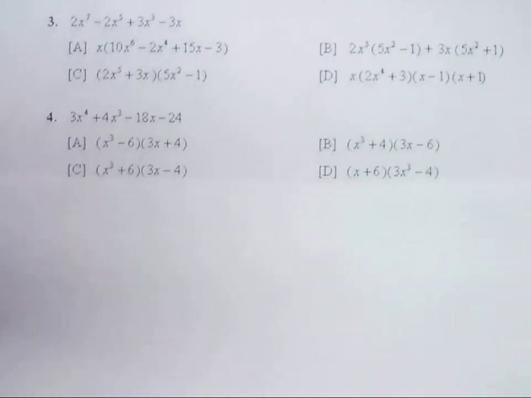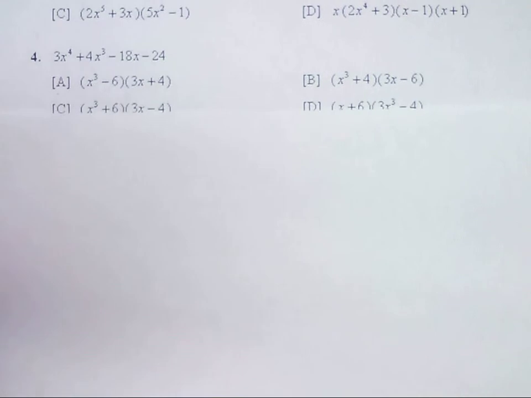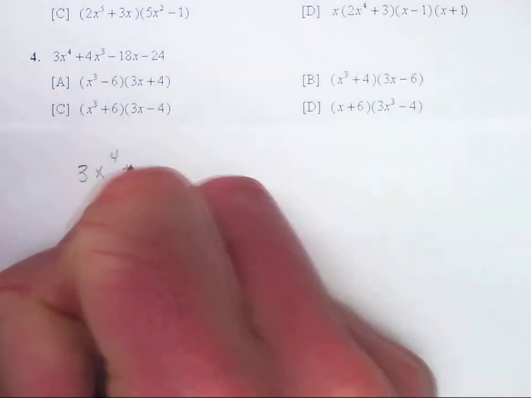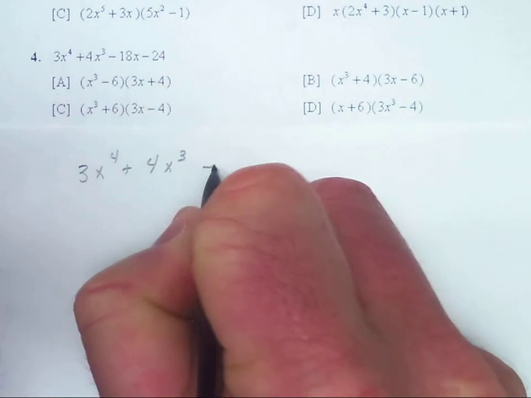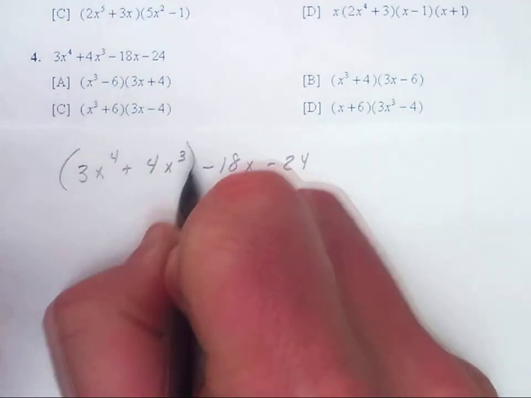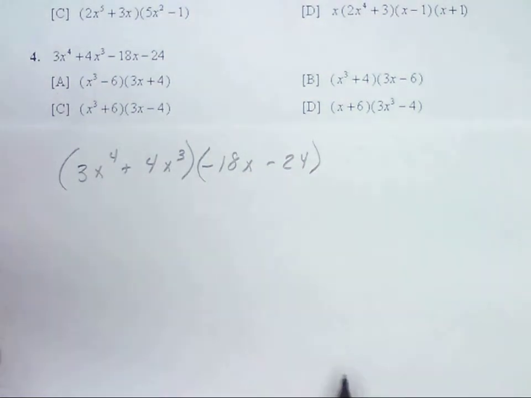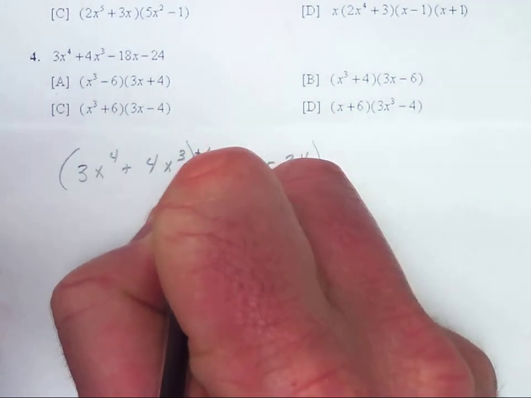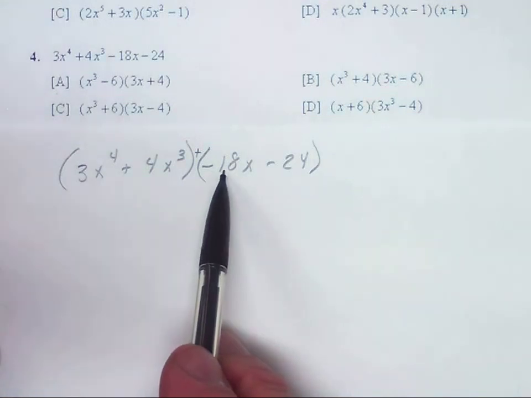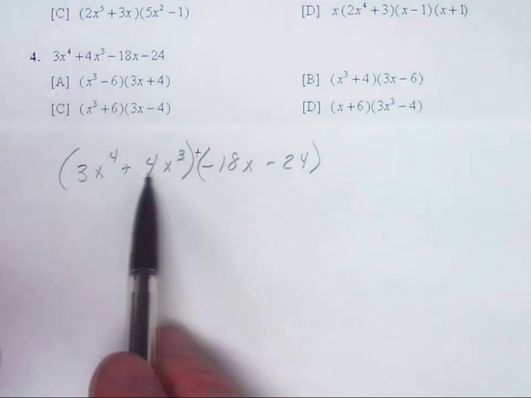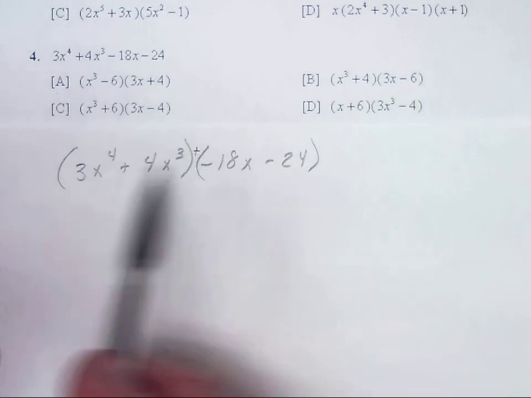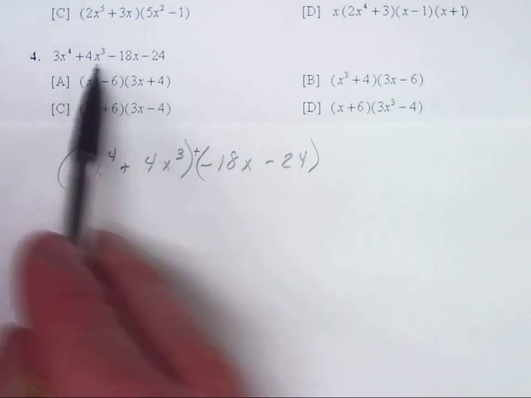For number 4, once again, I have a four-term polynomial I'm going to factor by grouping. I'll rewrite it first. Now I'm going to group the first two terms, and group the second two terms. When I do that, I usually put a plus sign right in between those groups because I have to include the negative sign with the third term, and I want to show that we're just adding these groups together, not multiplying them.